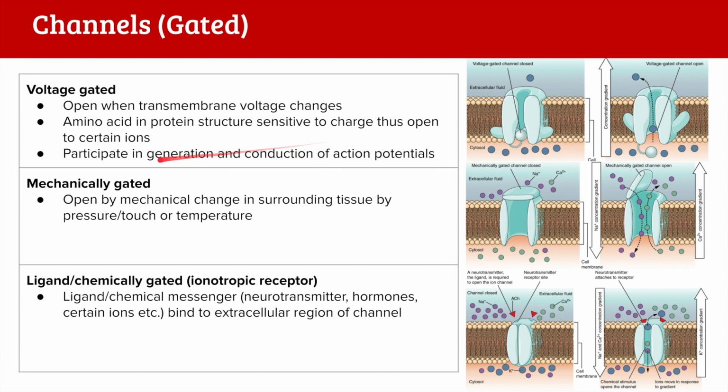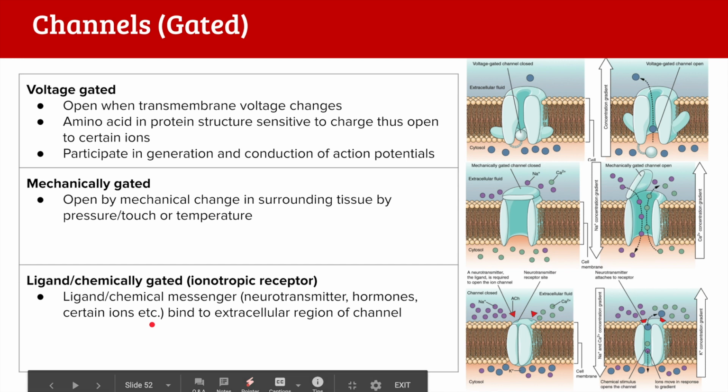And the next is mechanically gated ones. A mechanical change can be something like changes in pressure, touch, or temperature in the surrounding tissue. An example of this that you'll come across later is mechanoreceptors. When you touch something, there's a change in the tissue around it, so these gates open. And lastly is ligand, or chemically gated ones, also known as ionotropic receptors. A chemical messenger or ligand would be something like a neurotransmitter, a hormone, or certain ions, and they'll bind to the outside and trigger it to open or close.